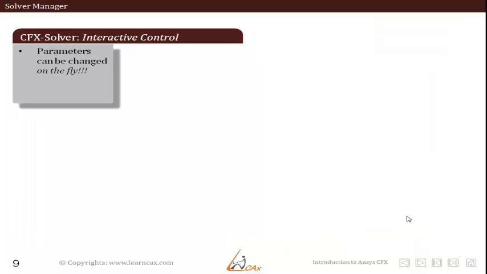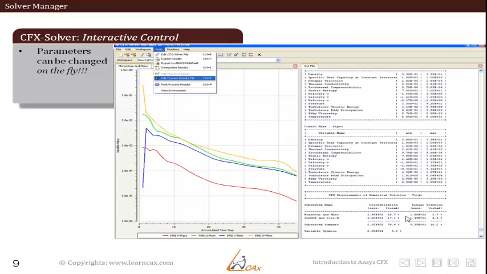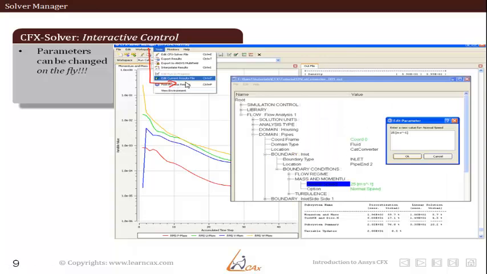The best feature about CFX Solve is the interactive control. This means solver parameters can be changed on the fly. Let us see how this can be done. For this, when calculations are in progress anytime, you can go to Tools tab and click on Edit Current Results File. So we go to Tools tab and we press Edit Current Results File.